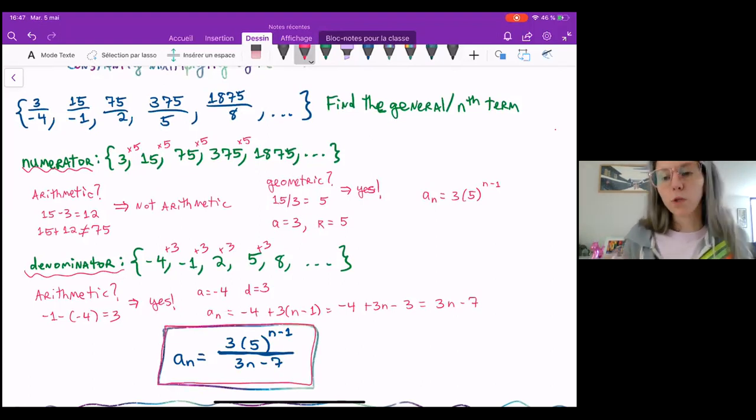Okay, so in the next question, we'll do something where something a little bit different happens. In this one, it was pretty straightforward. We got arithmetic and geometric. Numerator was geometric, denominator was arithmetic. So what happens when that is not the case?